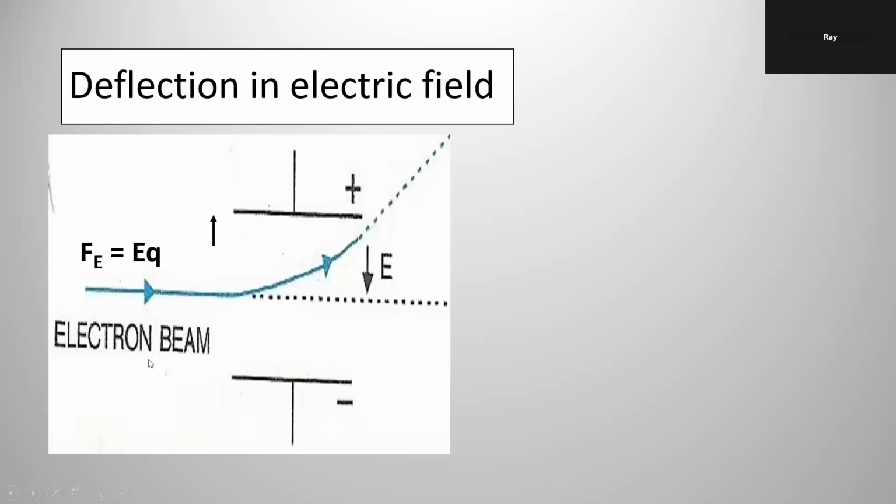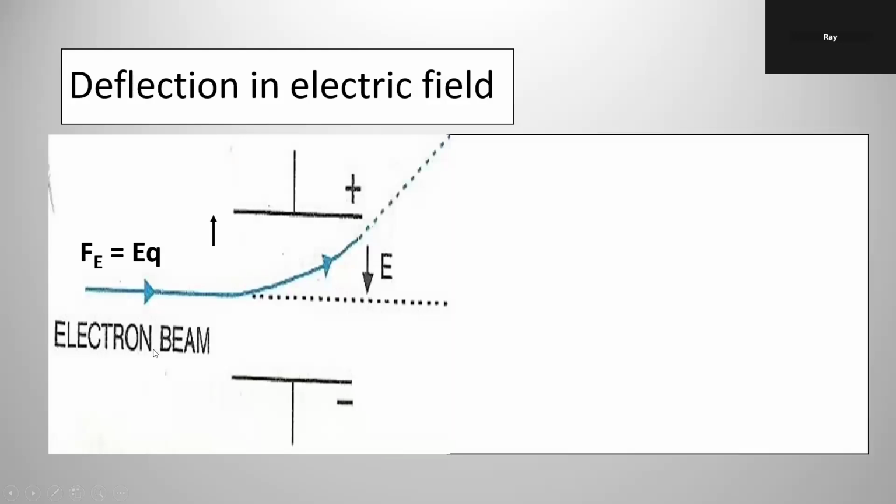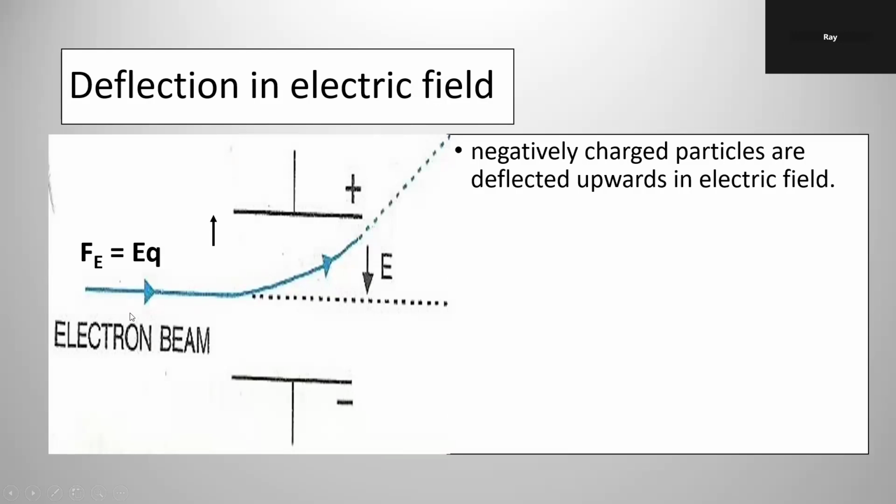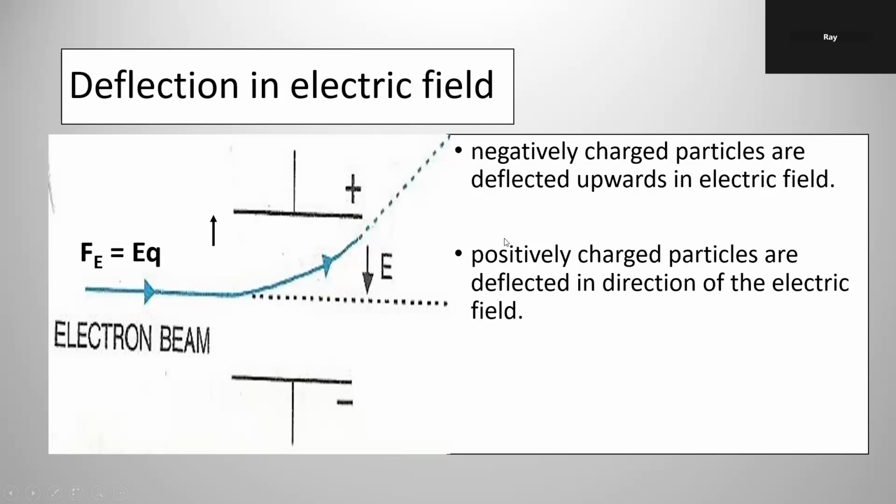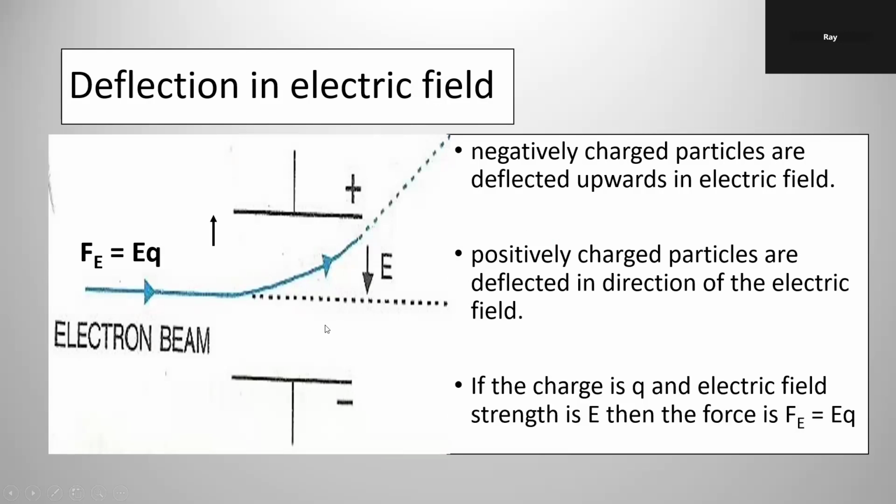Okay, deflection in an electric field. A beam of electrons will be deflected outwards. So negatively charged particles are deflected outwards in an electric field. Positive charges are deflected in a different direction, downwards. Basically the positive plate will attract the electron, and the negative plate will attract a positive charge. If the charge is Q and the electric field strength is E, then the electric force is EQ.